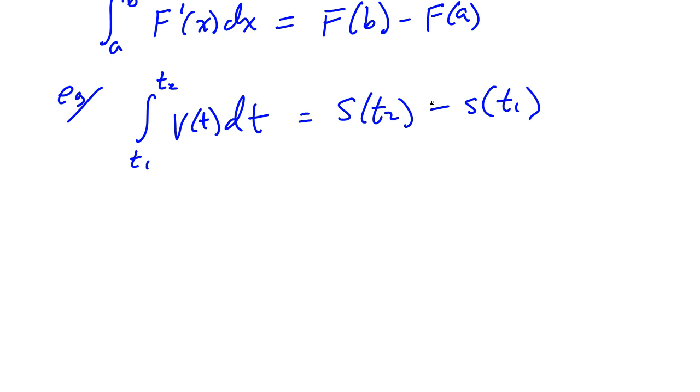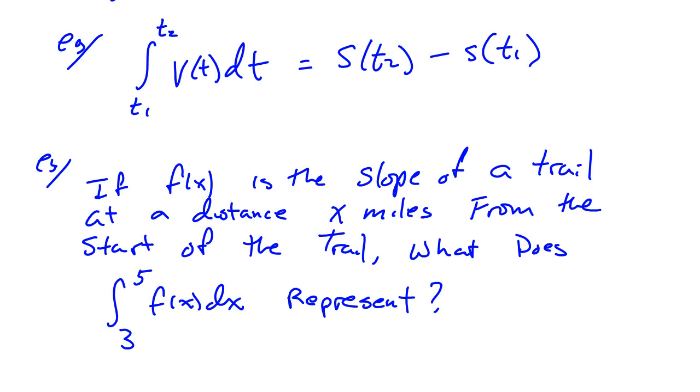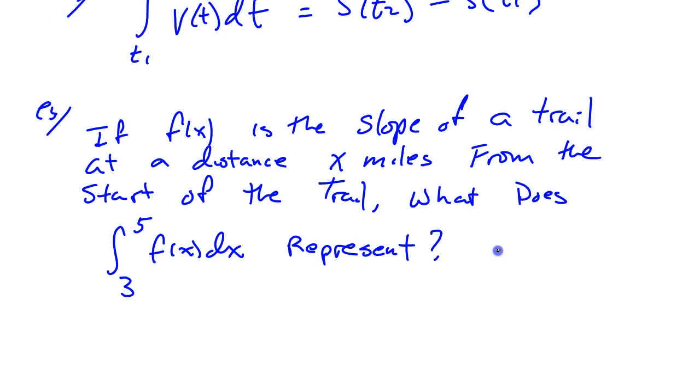One example out of one of the problems at the end of the section here. If f of x is the slope of a trail at a distance x miles from the start of the trail, what does this integral represent? Okay, so apparently we're going hiking, and somehow we have a function that tells us how steep this trail is when we're x miles from the start. And the question is, what does this represent when we integrate from 3 to 5 of f of x dx?